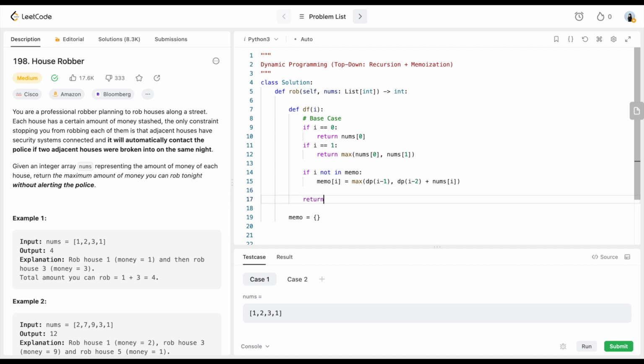And you want to return memo[I] if it's already calculated. And we need to put how many houses there are into, sorry, I called it df, it should be dp, into our dynamic programming function. So you can do something like return dp of length of nums minus 1.